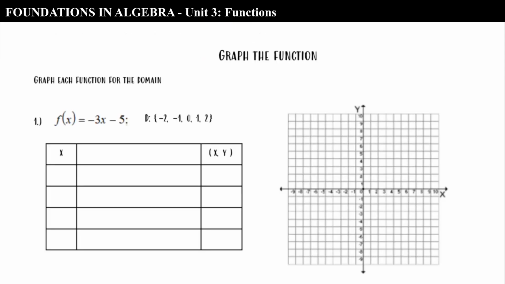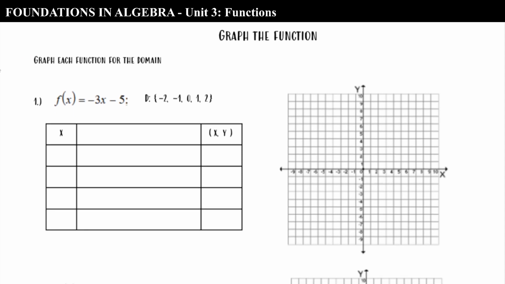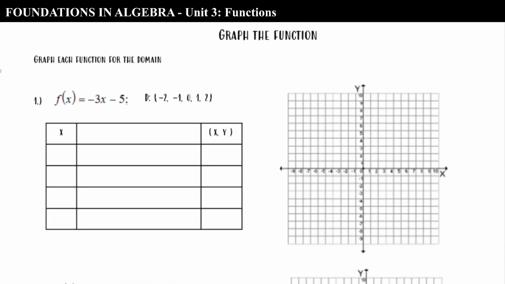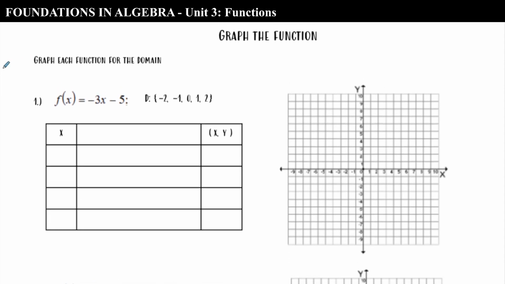So now let's talk about the graph of a function. So we're going to graph each function for the domain. And we'll start with this first example. So our values for x are our domain values. So you've got -2, -1, 0, 1, and 2. We're short by a slot, but that's okay.